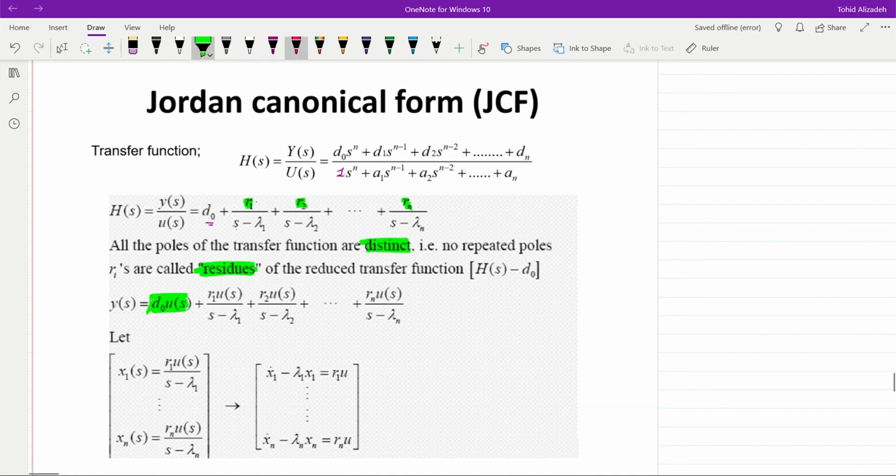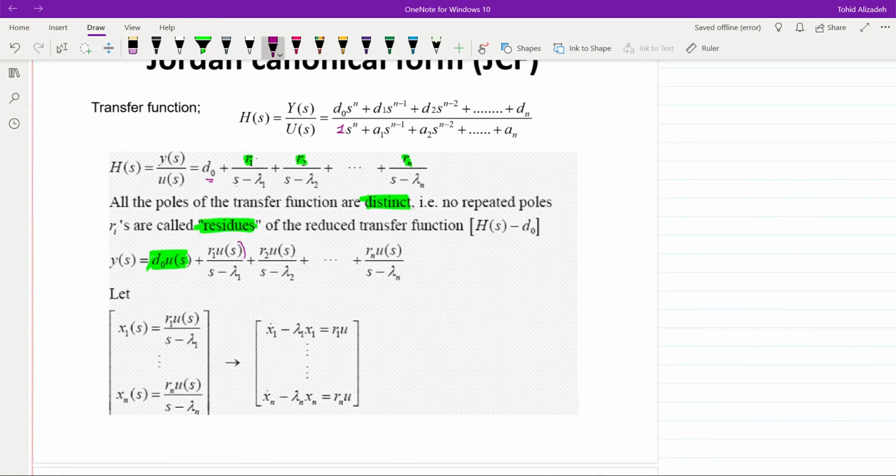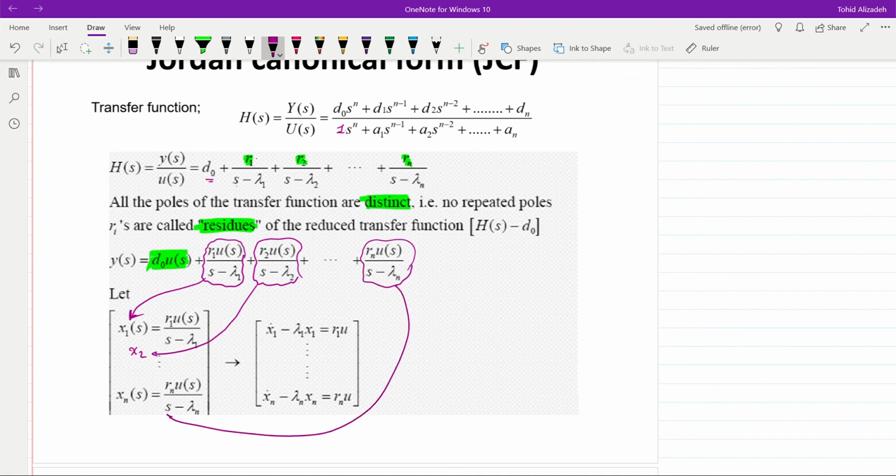And then we will take each one of these terms that you see here. r1u over s minus lambda 1 will be our x1. r2u over s minus lambda 2 will be our x2. And rn times u over s minus lambda n will be our xn. And once we have them in the Laplace domain, we can find the equivalent ones in the time domain. So for the last one, for example, let's say xn in the Laplace domain is equal to rnu over s minus lambda n. So we will have s times xn minus lambda n times xn equal to rn times u.